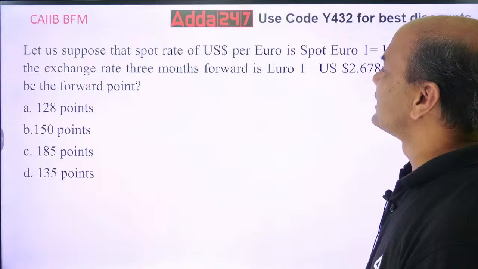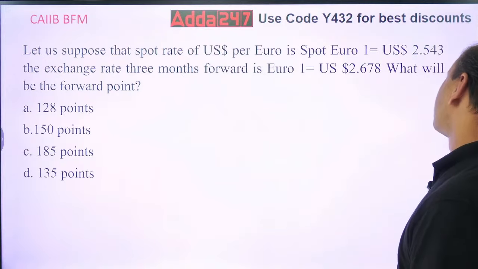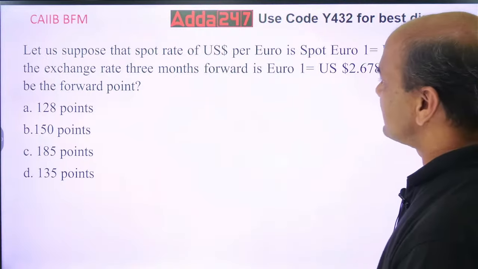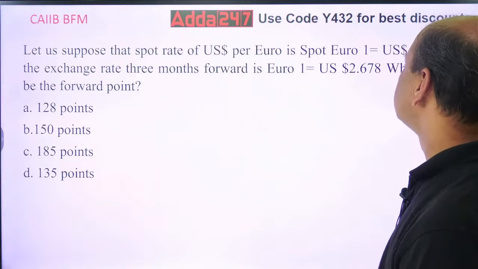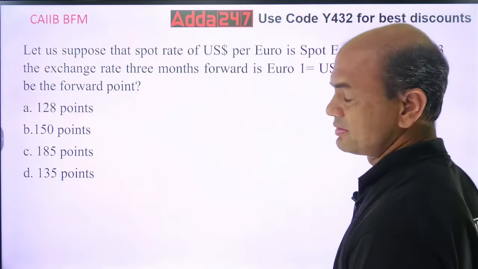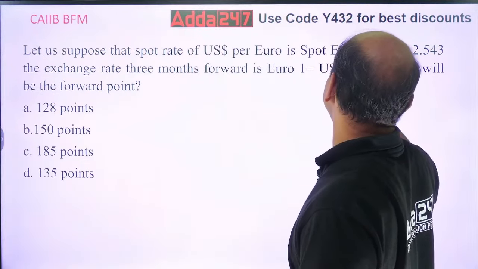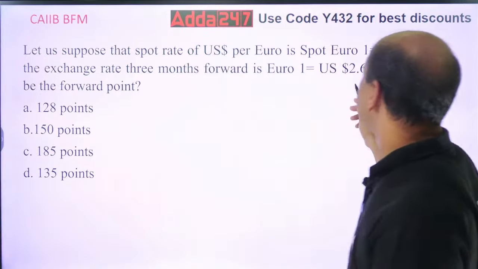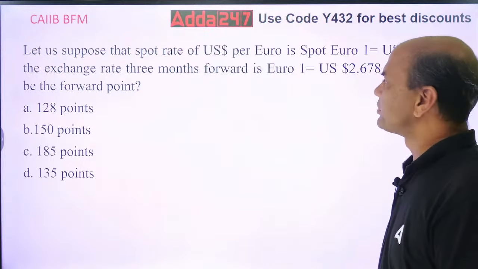Let us suppose that the spot rate of USD per euro is spot euro equals to USD 2.543. The exchange rate 3 months forward is euro 1 equals to USD 2.678. What will be the forward point? So right now, look at this. Spot rate is given as 2.543. 3 month forward is given as 2.678. What will be the forward point?